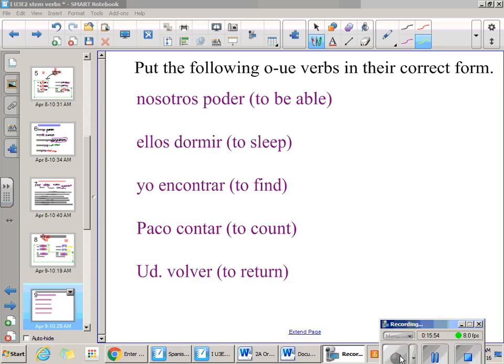Take a few seconds to see if you can conjugate these O to UE verbs correctly.